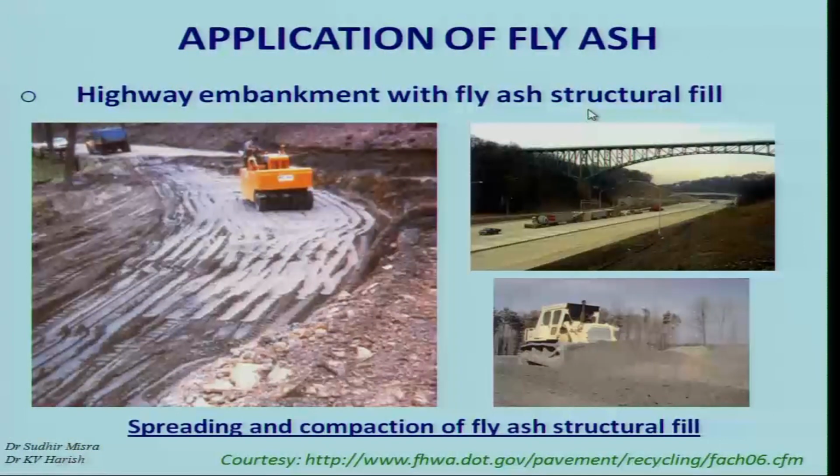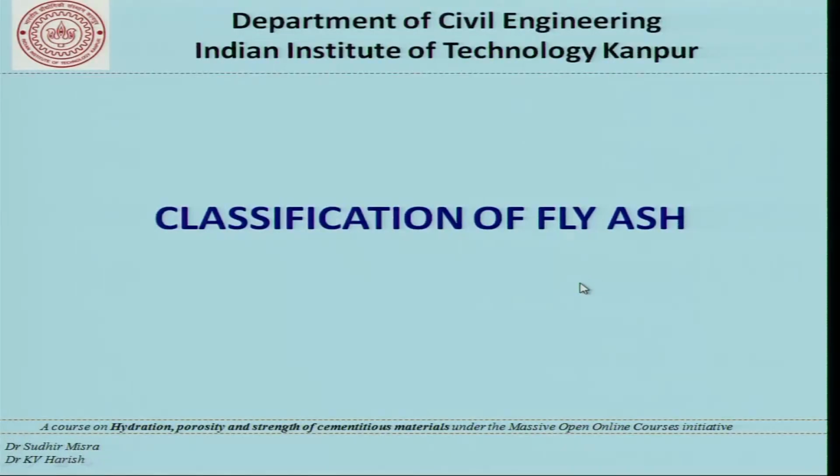And remember that for structural fill applications, huge quantities of fly ash are used, and hence since fly ash is an industrial waste product, it finds enormous application as an embankment material. These are some of the photographs that are shown to indicate how spreading and compaction of fly ash for structural fill application takes place. Now, coming on to the next topic, which is classification of fly ash.